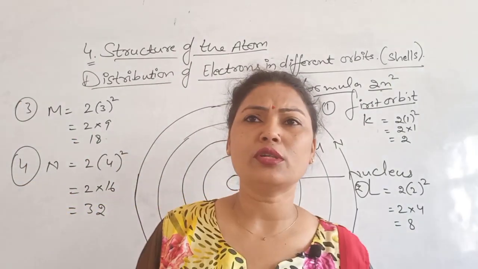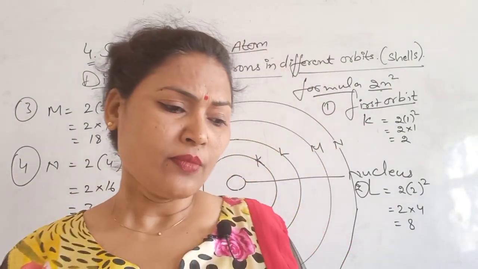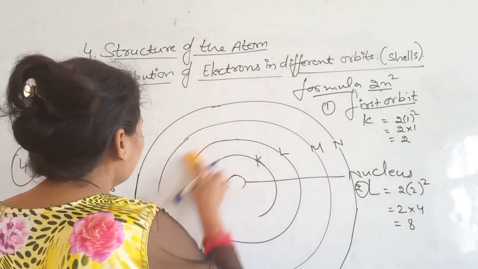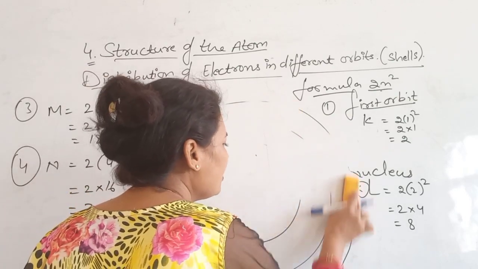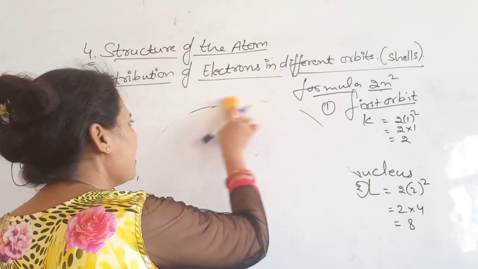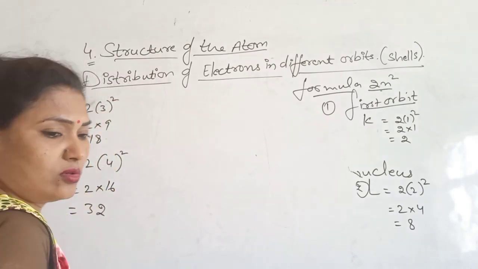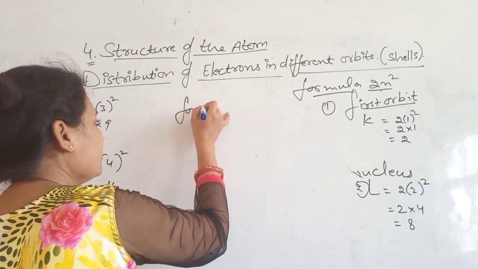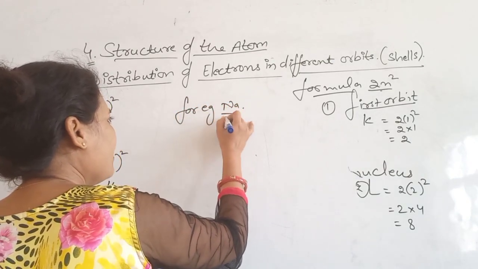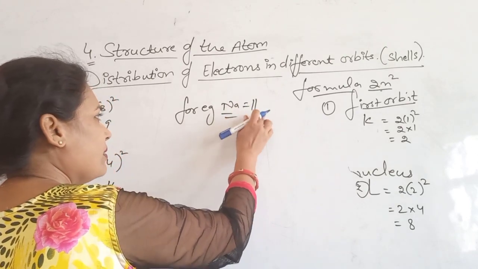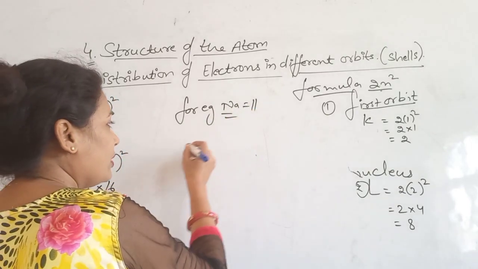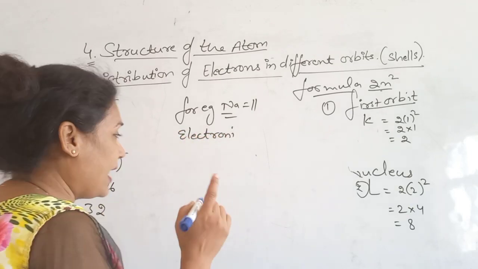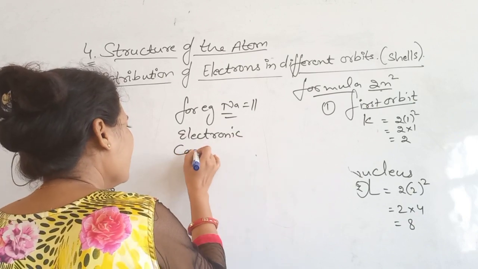So the distribution of electrons takes place like that. Let me take an example. We can take the example of helium, chlorine, sodium, or magnesium. For example, sodium. Sodium has atomic number 11. So we will distribute the electrons and write the electronic configuration of sodium.